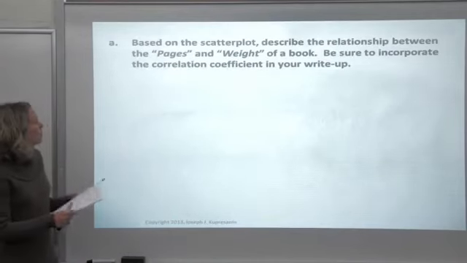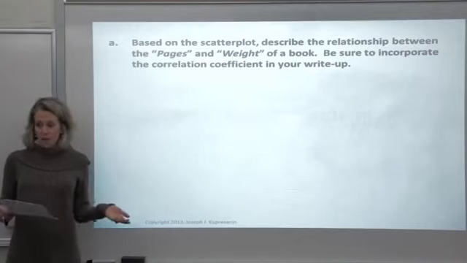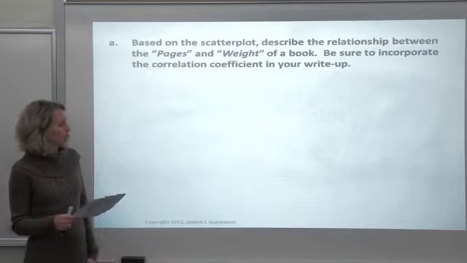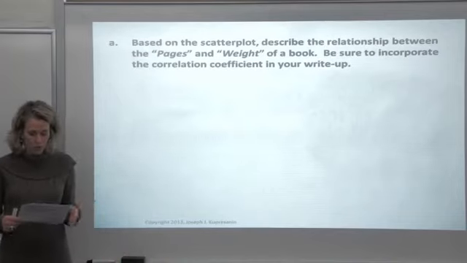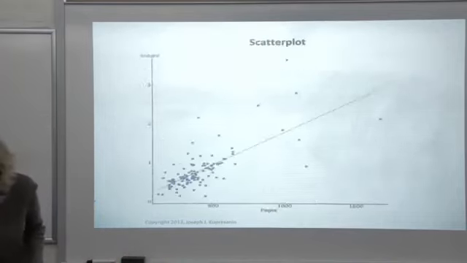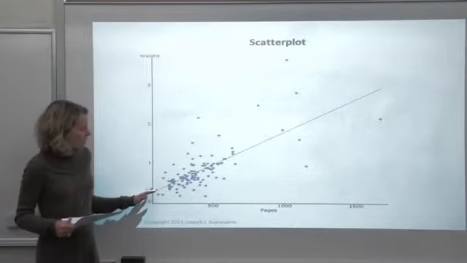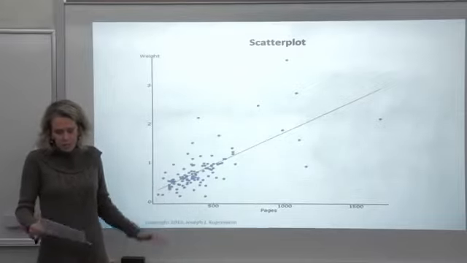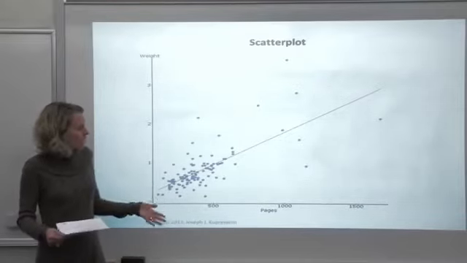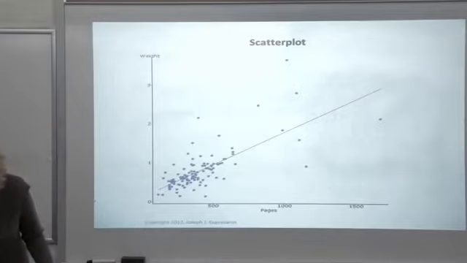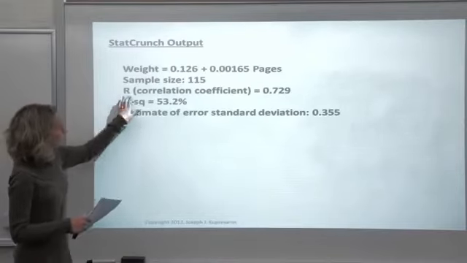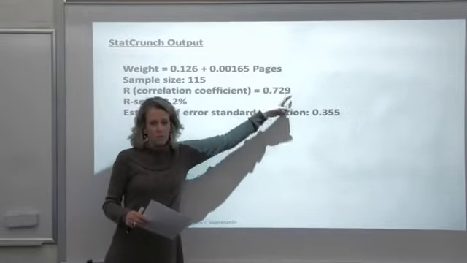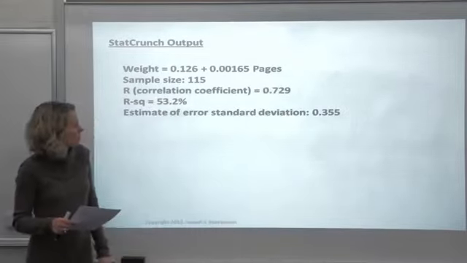So if you turn the page, question A. Based on the scatter plot, describe the relationship between pages and weight of a book. Be sure to incorporate the correlation coefficient in your write-up. So if we go back to that, some of the things we'd want to say, the relationship looks positive. It looks fairly linear. It looks okay as far as strength goes. It doesn't look extremely strong. With strength, you can also incorporate this correlation coefficient. This tells us it's more of like a moderate in strength.